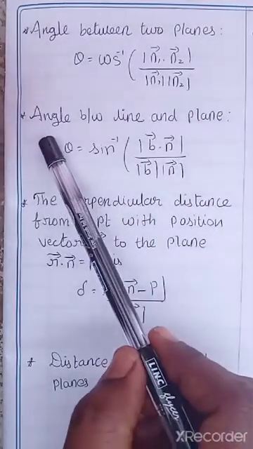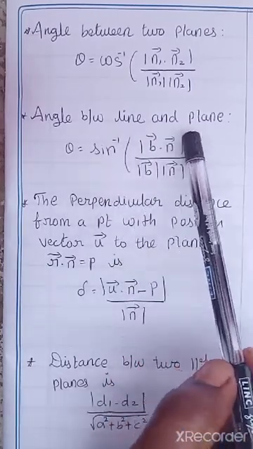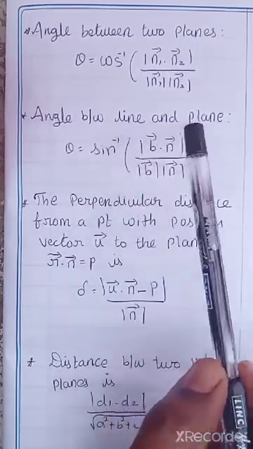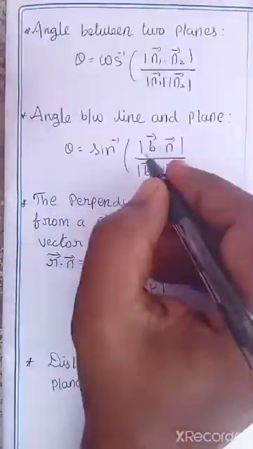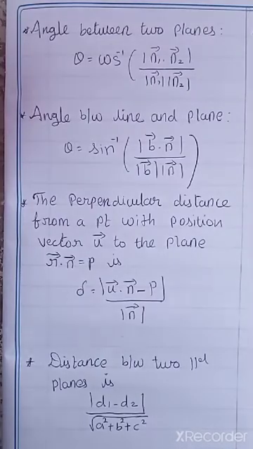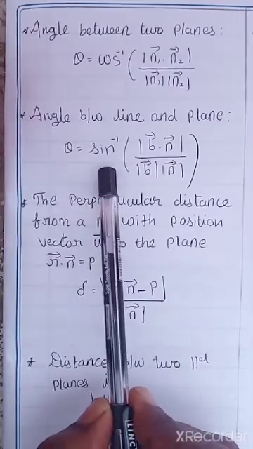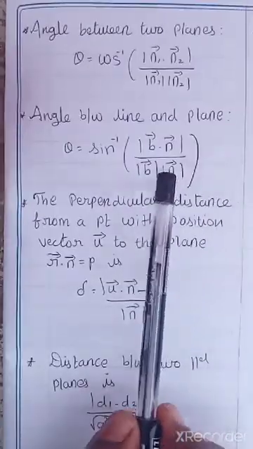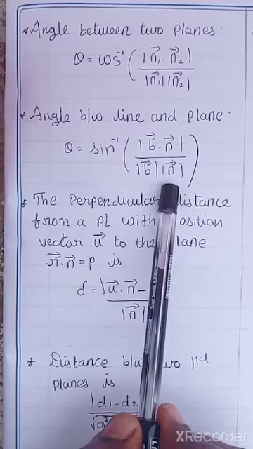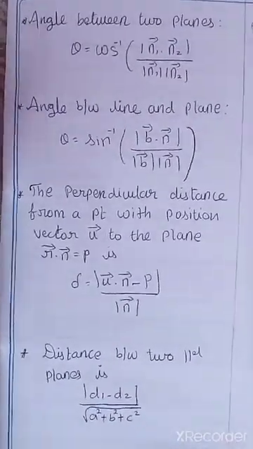And next, what we are going to see is the angle between a line and a plane. So one line will be given, one plane will be given. You have to find out the angle between the line and the plane. So theta is equal to sine inverse of mod b dot n vector by mod b vector mod n vector. So these are the two things for finding angle.